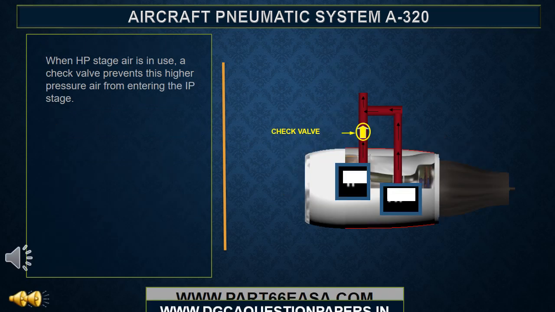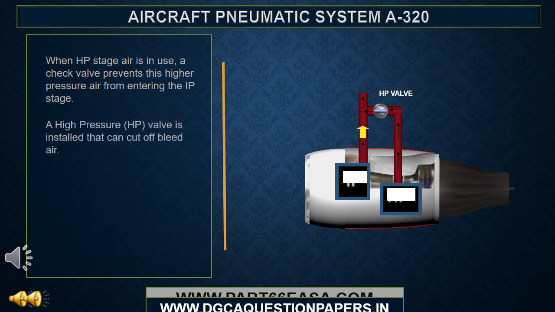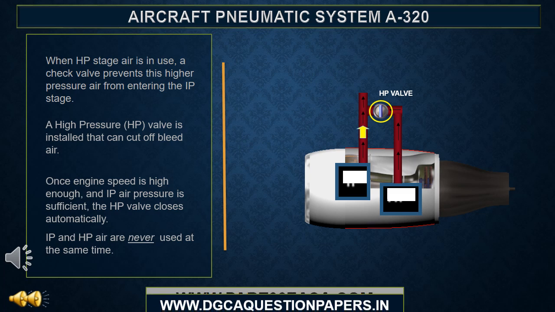When HP stage air is in use, a check valve prevents this high pressure air from entering the IP stage. A high pressure valve is installed that can cut off bleed air. Once engine speed is high enough, and IP air pressure is sufficient, the HP valve closes automatically. IP and HP air are never used at the same time.